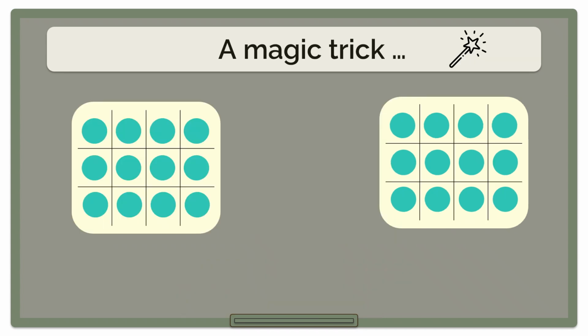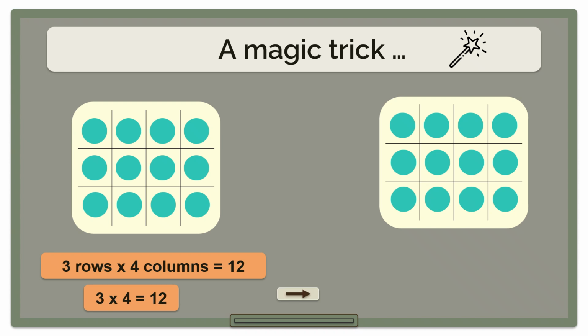And now I want to show you a magic trick. What you're about to learn is going to make such a difference when you go to learn your tables. So here I have 3 rows, can you see that? By 4 columns, and altogether I have 12. So 3 multiplied by 4 equals 12. And now, the bit that I want to show you is I have an identical picture on the right, but watch what I'm going to do with it.